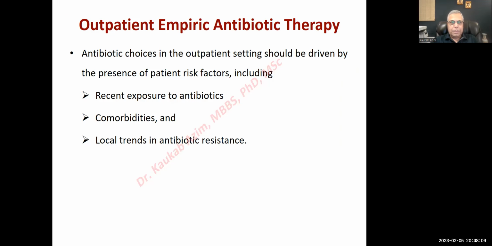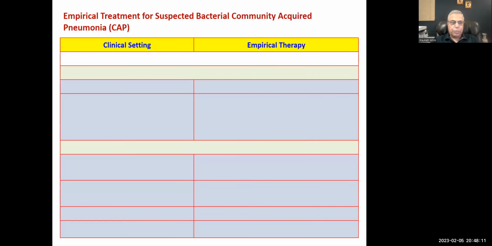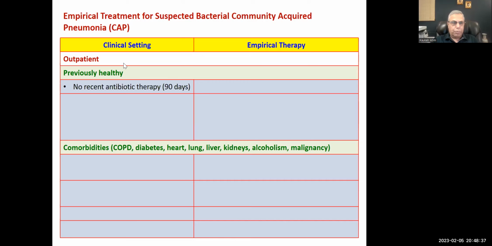Right, and this is an important slide that I'm going to show you now. First, I'll show you the clinical setting and the empirical therapy. Clinical setting, outpatient. And in the outpatient, we have got 2 types of patients. One is previously healthy, no problem. And the other is patients with comorbidities, for example, COPD, diabetes, heart, lung, liver, kidney, alcoholism, cancer, whatever. So they've got different approaches to treatment.